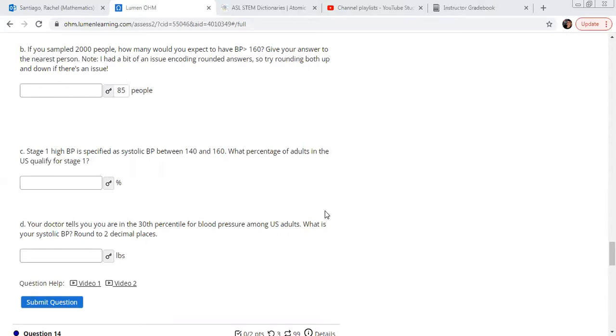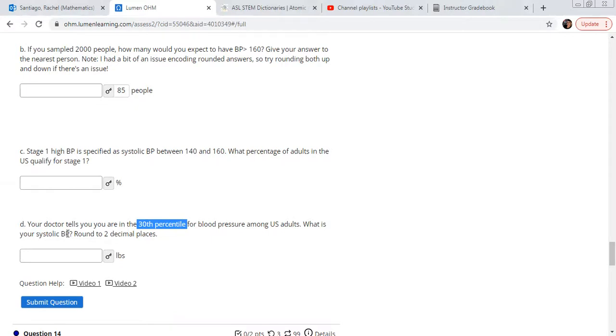The last one, part D, I would like to do this last one with you. It says your doctor tells you you are in the 30th percentile for blood pressure. What is your systolic blood pressure? That means, what is X?